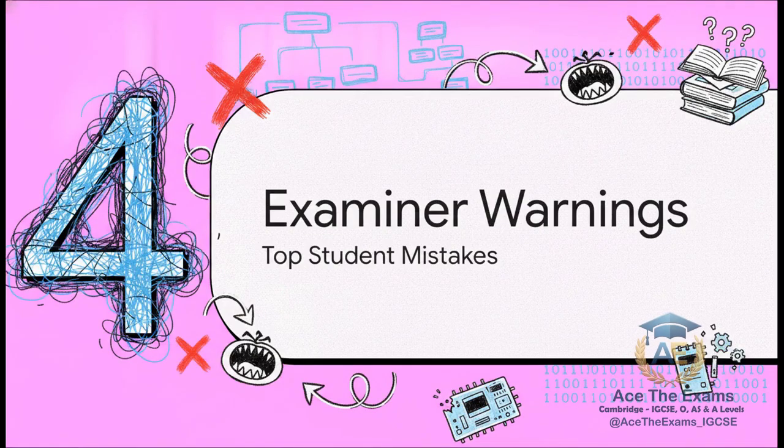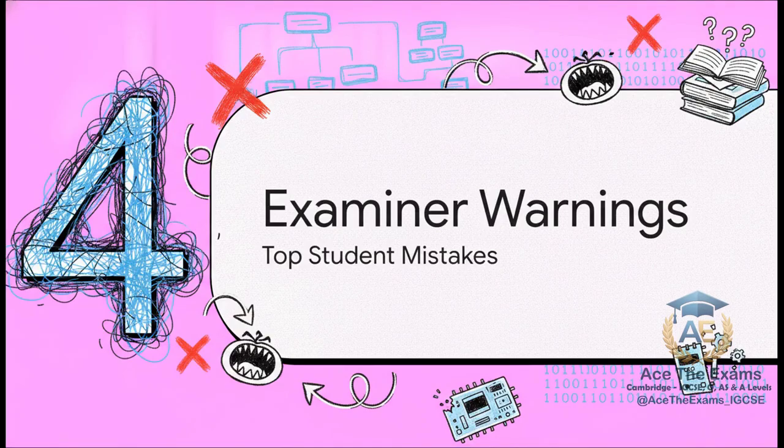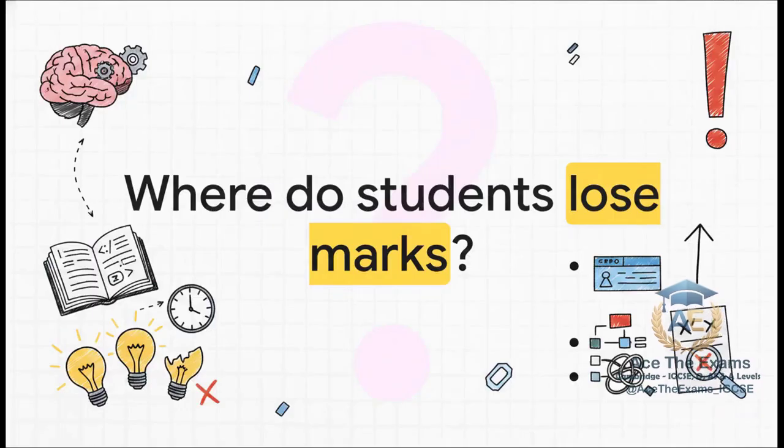We are on the home stretch now. Let's transition into Section 4, Critical Examiner Warnings. We are going to look at the absolute most common, fatal mistakes students make year after year. So, here is the million-dollar question for you. Where do most students lose easy marks?